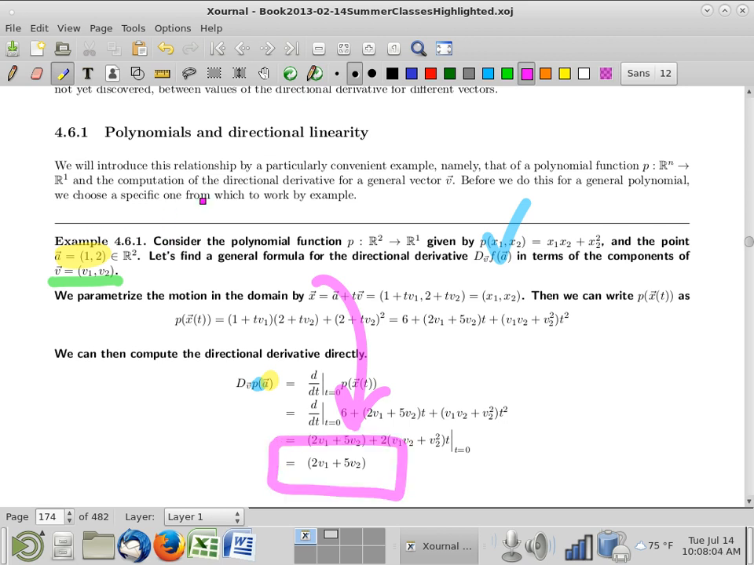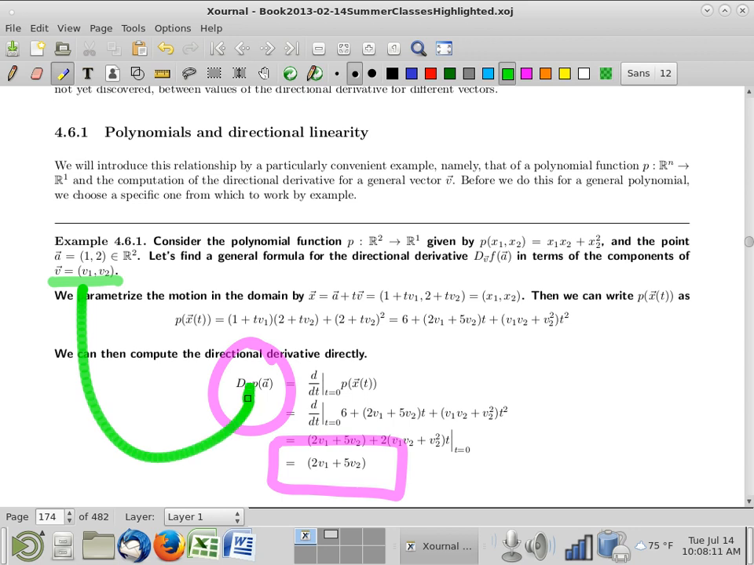That is how our directional derivative is a function of that velocity vector. And something kind of interesting happens. You'll notice that it's a linear transformation. It's a pretty simple formula, in other words. It's just 2v1 plus 5v2. Flip back to chapter 3. Remind yourself what the definition of a linear transformation is. This is a linear transformation of v.